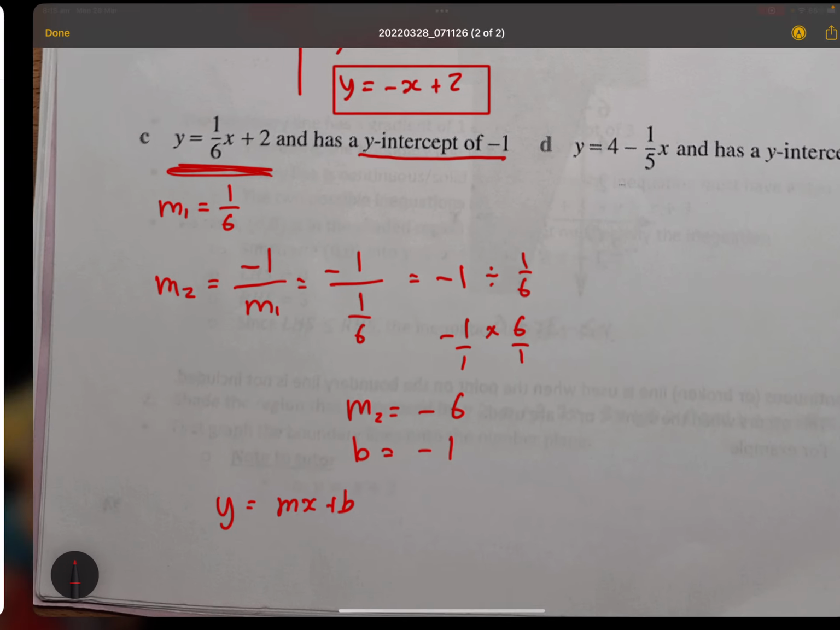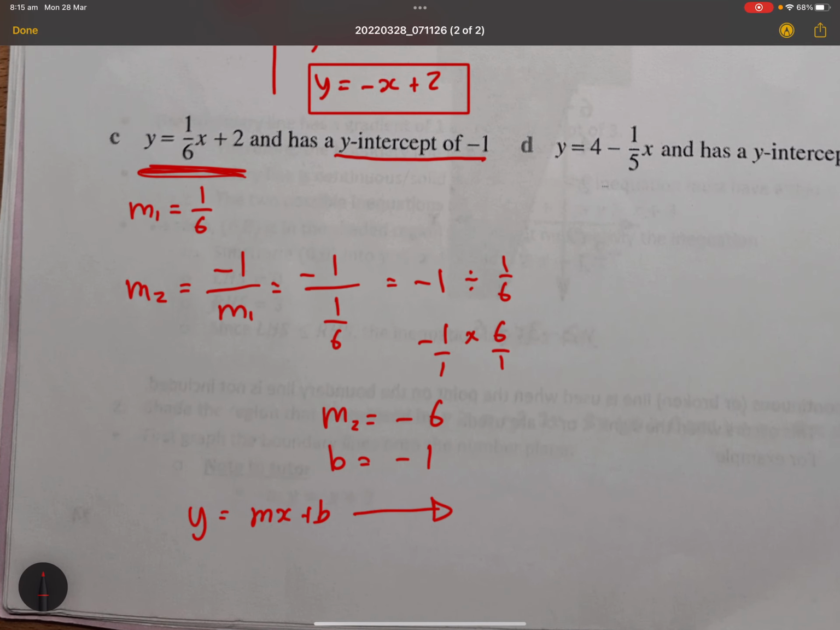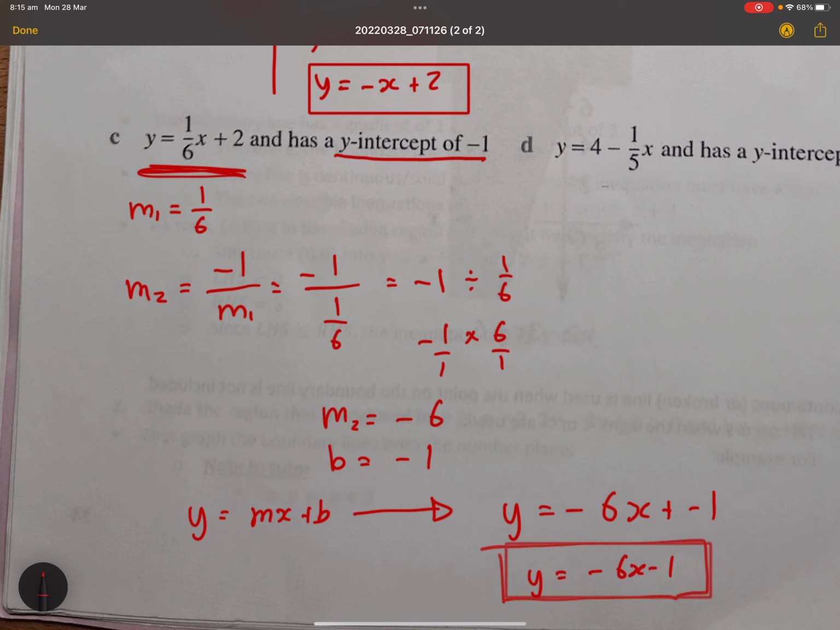So that means that y is equal to -6x minus 1. Plus or minus 1 is just -1. So y equals -6x minus 1, and that's your answer. There you go.